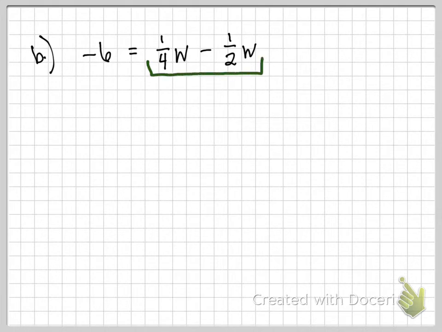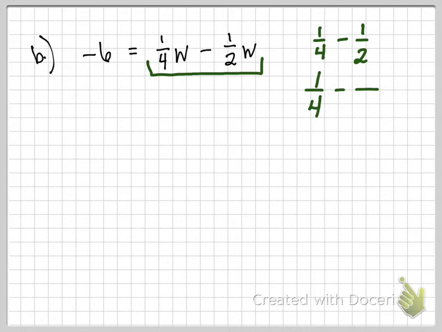One more like this, of course with fractions. Negative 6 equals 1/4 w minus 1/2 w. Okay, according to our rules, we must combine like terms before we can solve. These are like terms because they have the same variable taken to the same power. So we need to combine the coefficients. We need to do 1/4 minus 1/2. And we can't do that until we get a common denominator. So first I need to get a common denominator.